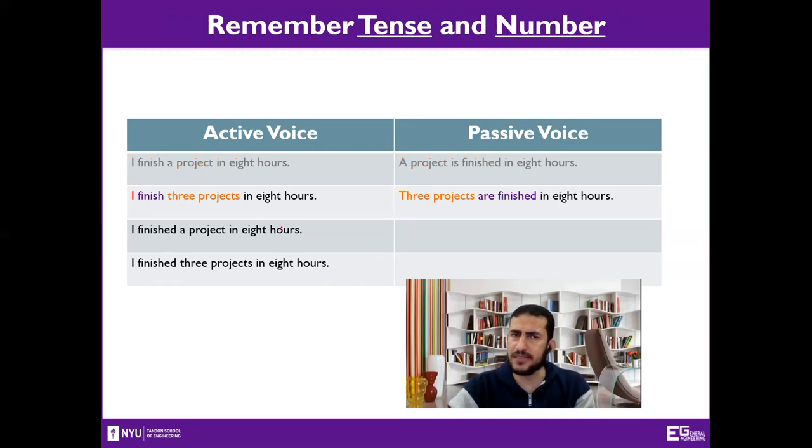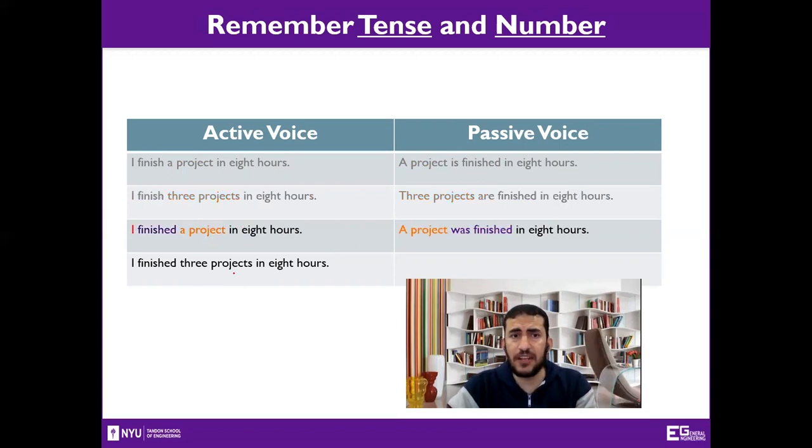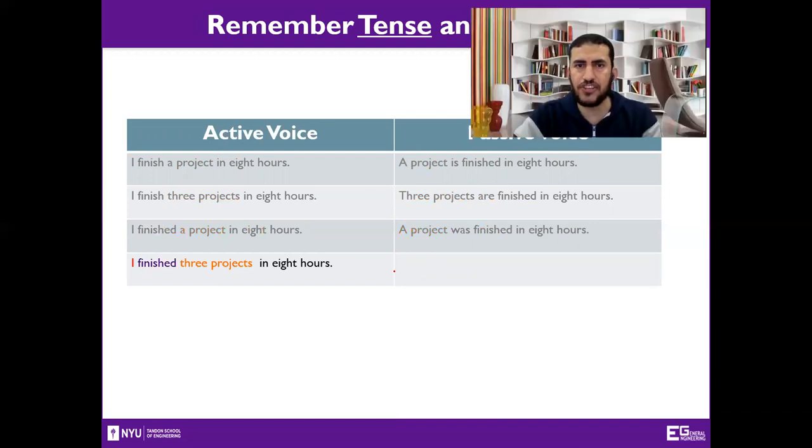Okay, what about the past? If this sentence is in the past, we can say I finished a project in 8 hours. Finished is past simple. So what should we do? We begin with the object, a project, and we use the verb to be in the past simple. So a project was finished in 8 hours. And now the last one: I finished 3 projects in 8 hours. We can change it like this: 3 projects were finished in 8 hours.